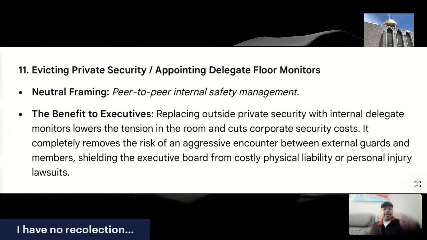Okay. Replacing outside private security with internal delegate monitors lowers the tension in the room, and it cuts security costs, but we don't really have that problem because we're not paying for security, right? Our security literally is volunteered. It completely removes the risk of a moment of aggression by any of the security or any of the people towards security, for that matter, in the event that there's a misunderstanding about anything.